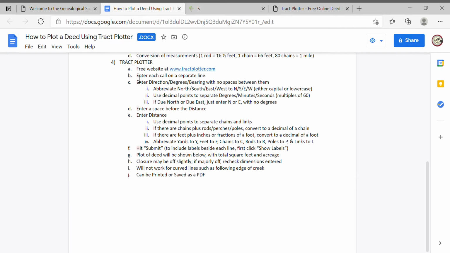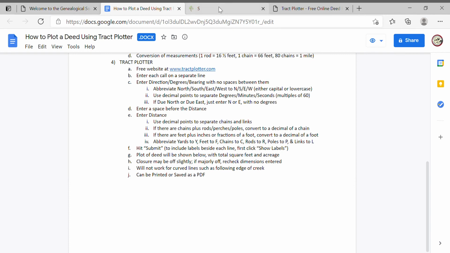So back to the directions. Okay, the first point is to enter each call on a separate line. Well, we went over that, but let's actually do it to see what it's like. The first thing we're going to do is enter the direction, the degrees, and the bearing with no spaces between them. We're going to abbreviate north, south, east, and west to just the first initial: N, S, E or W. It doesn't matter if you use capital or lowercase. The system doesn't differentiate between those. And you're going to use decimal points if you need to include both degrees, minutes, and seconds.